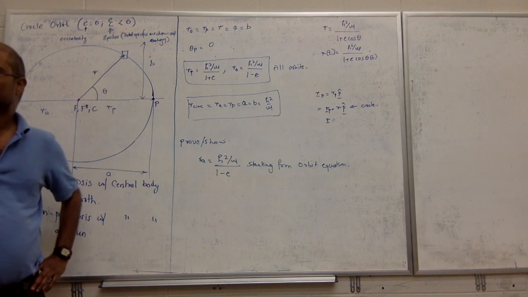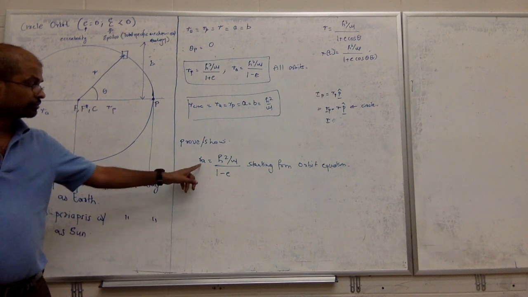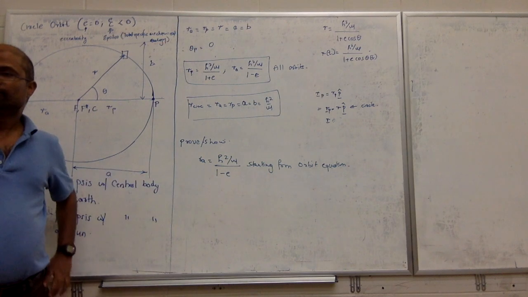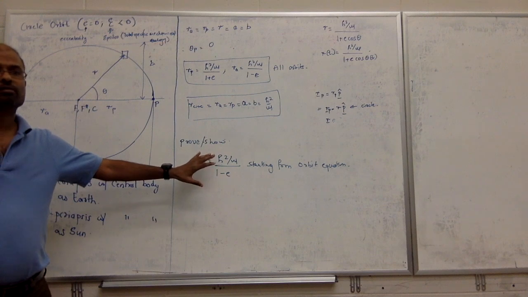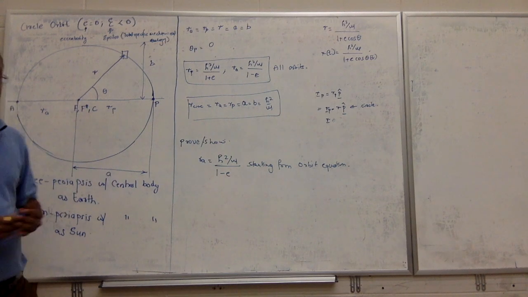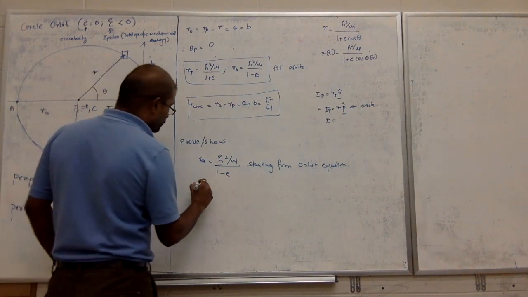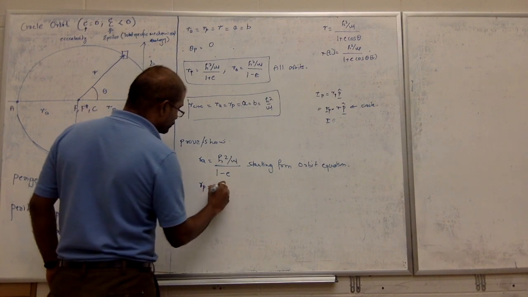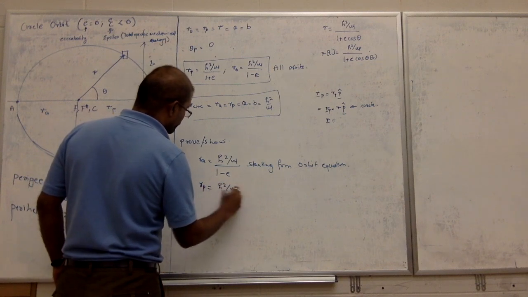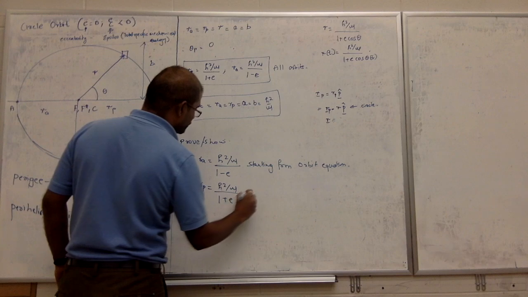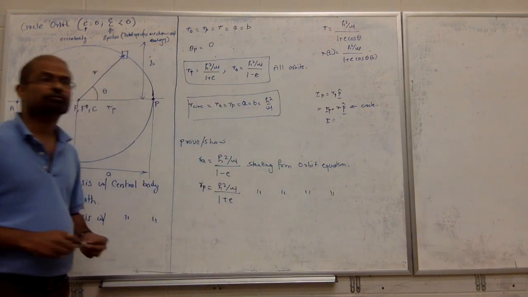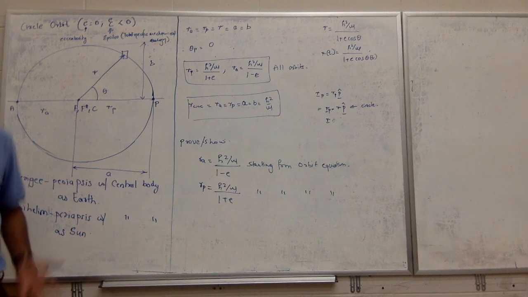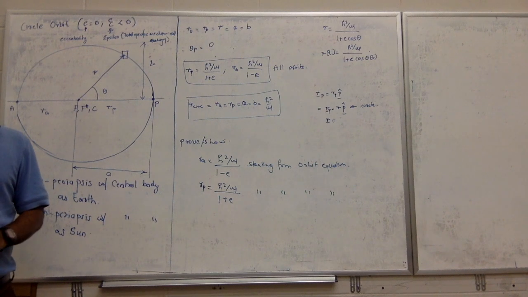That's just part of it, right? Can you just walk me through it? Can you do this? Look back at the notes. Prove Rp is equal to h squared over mu, over 1 plus e, starting from the orbit equation. That's all. It's so simple.